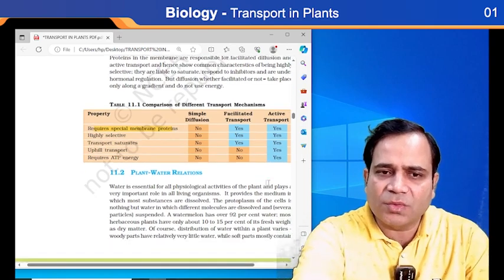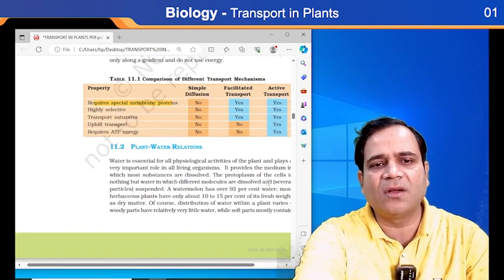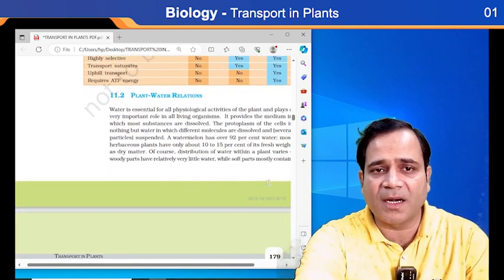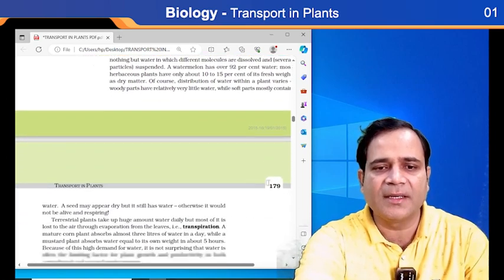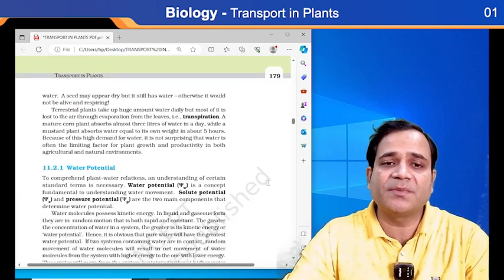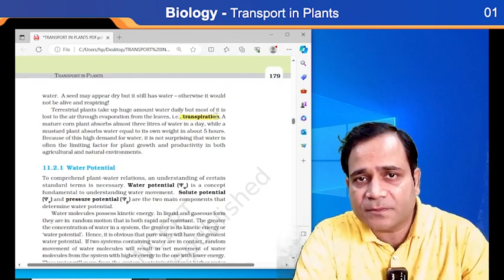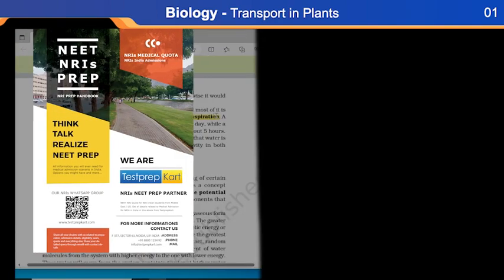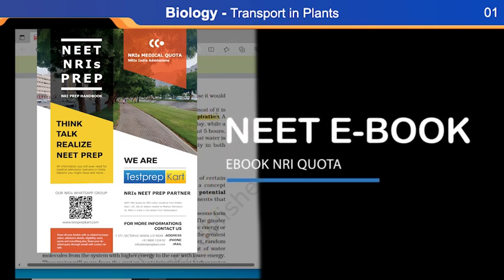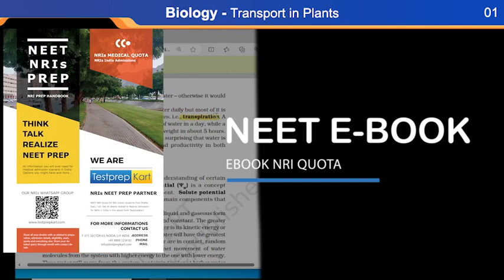So when you go through the details, then we study all these things, my dear: water, plant water relation, I also told here. Okay, transpiration, a very important term, that is what? Transpiration, you know transpiration. Transpiration means what? Loss of water in the form of water vapor, my dear. Yes, loss of water in the form of water vapor.